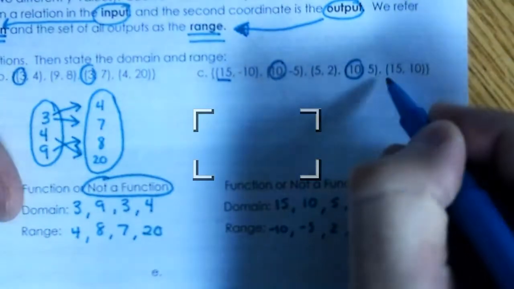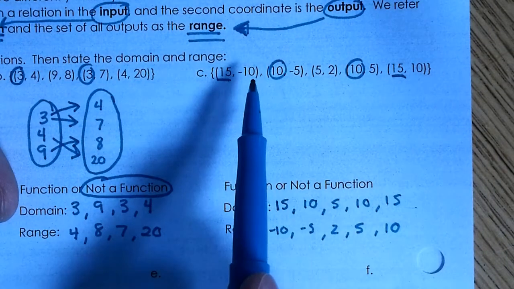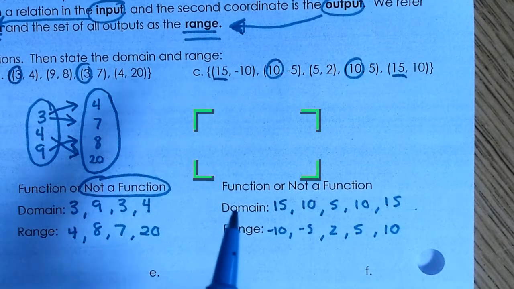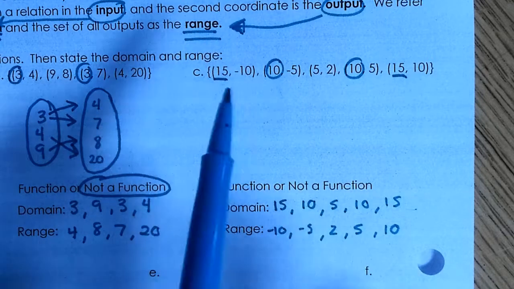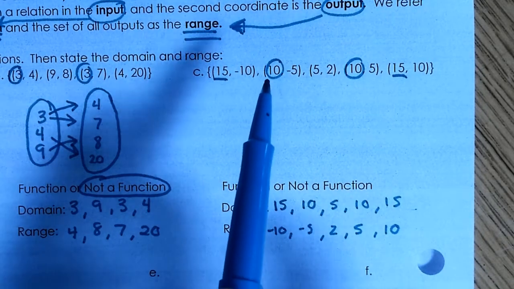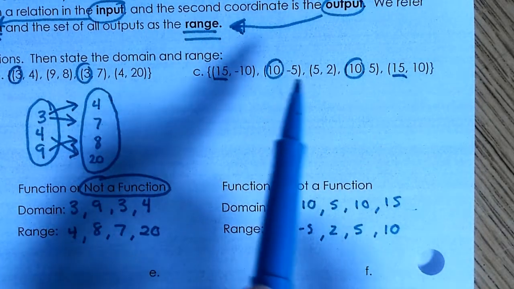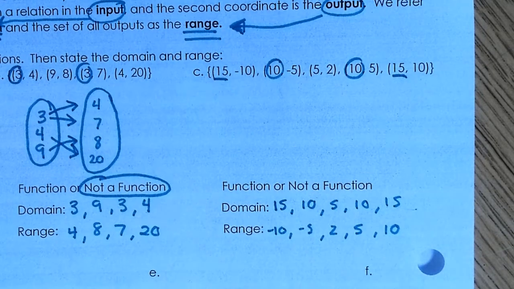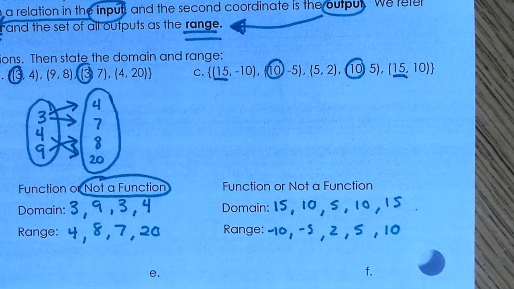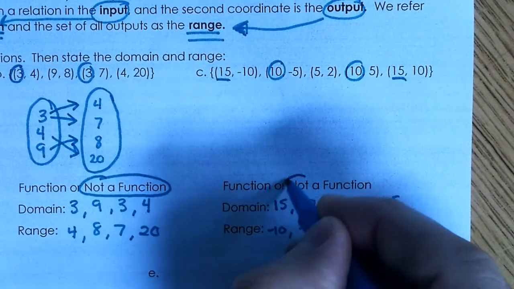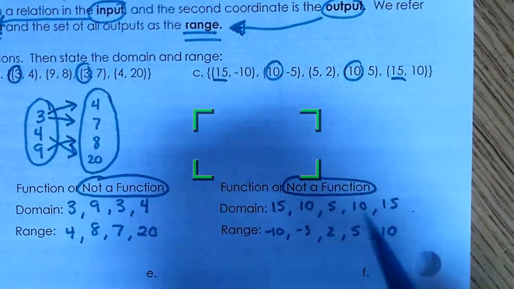So 15 and 15. Notice these 15s have multiple outputs. Uh-oh. Negative 10 and 10 are the outputs for the 15. For 10, our output is negative 5 and 5. Again, that can't work, so that can't be a function. Does that make a little bit of sense? Sort of? Yeah? Good. So the answer here is not a function.